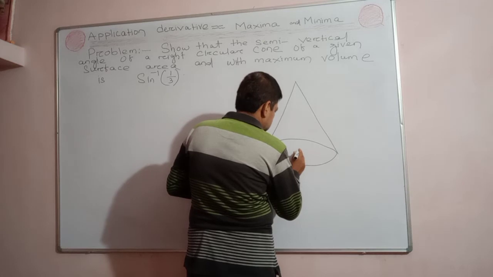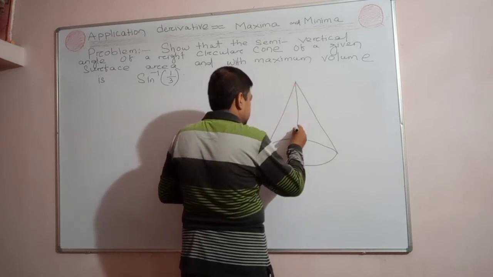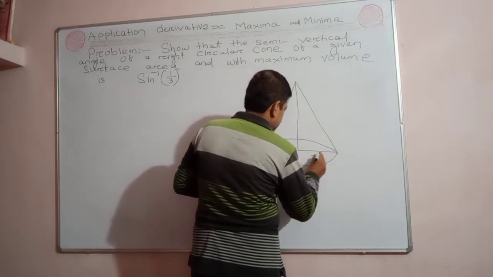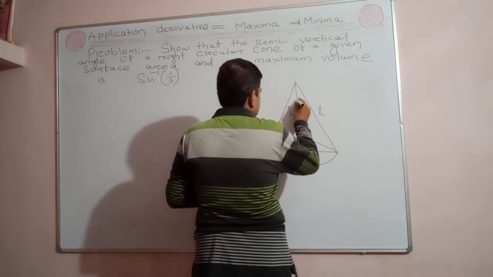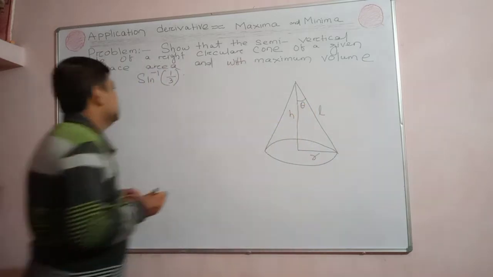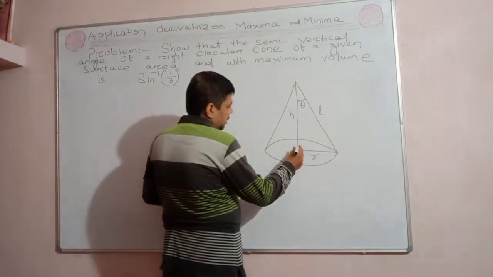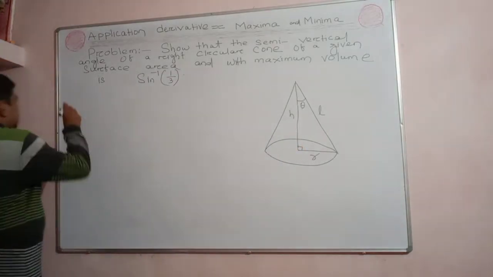Here, this is the center of the base of the cone, and this is the height. This is the radius of the cone, this is the altitude, this is the slanting height, and this is the semi-vertical angle, theta. Since this is the height, this angle will be 90 degrees, right? Okay, let us start.